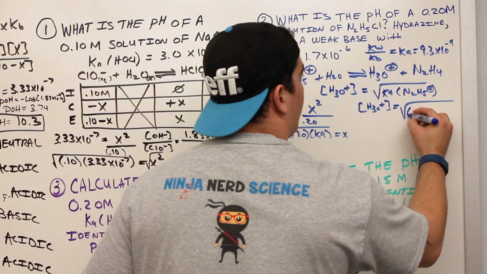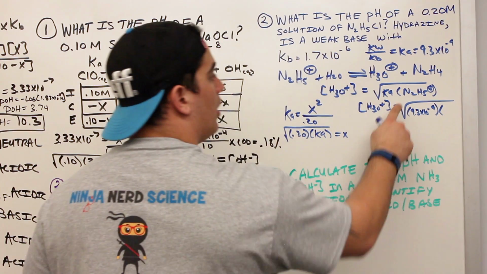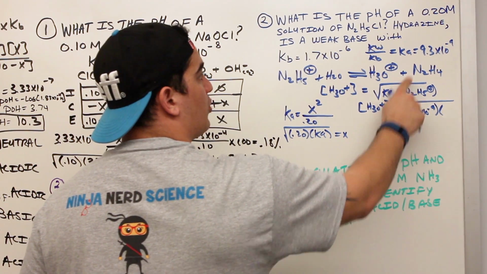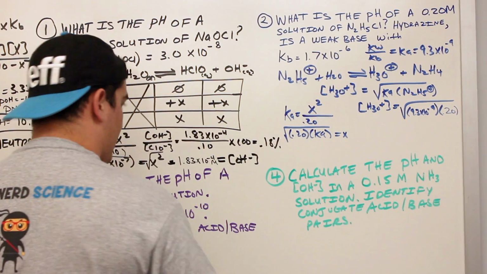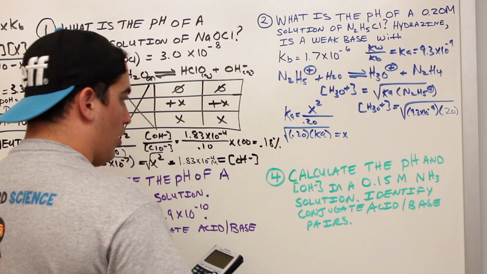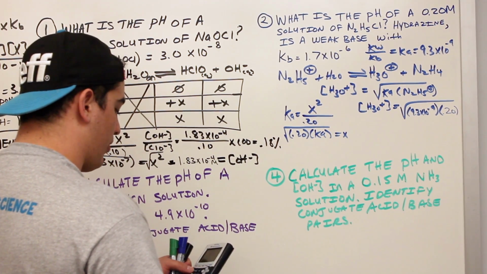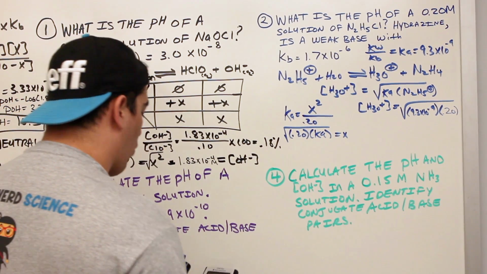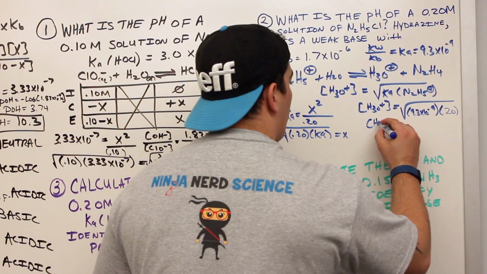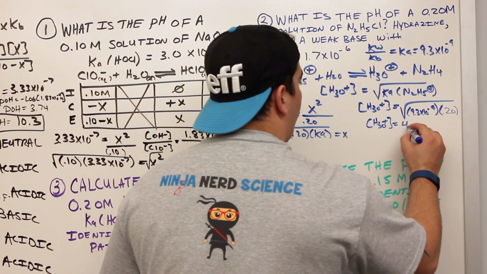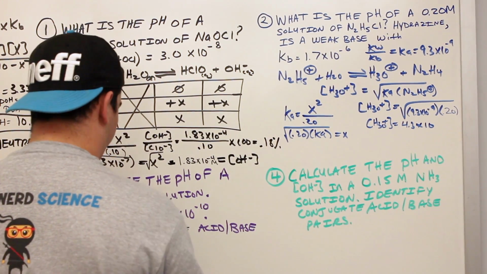So I'm going to plug that in here: 9.3 times 10 to the negative 9 times the initial concentration of our weak acid, which was 0.20 molar. Let's plug this into the equation and multiply that by 0.20, and then we take the square root of that number, guys. And we get 4.3 times 10 to the negative 5.